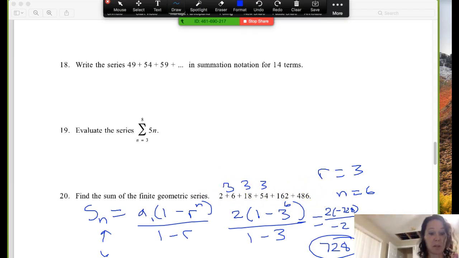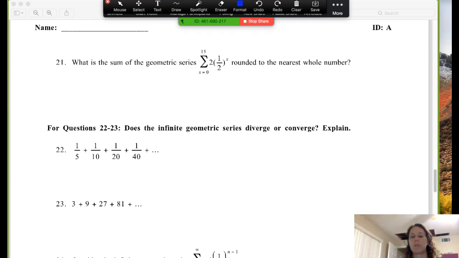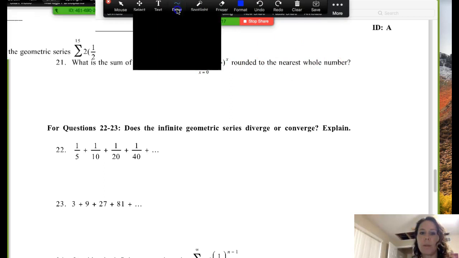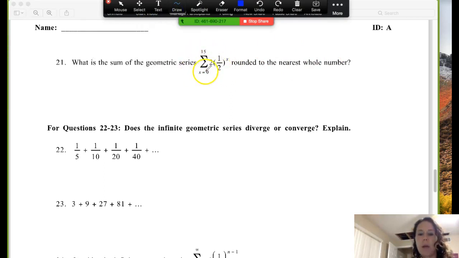That might be easier. Okay, you want to sum this geometric series. It's in summation notation, round to the nearest whole number. Now I want to go from 0 to 15, so I could plug in 0 for x, and then 1, and then 2, and then 3, all the way to 15, and then add those all up. But that would take a while. Let's use our summation formula.